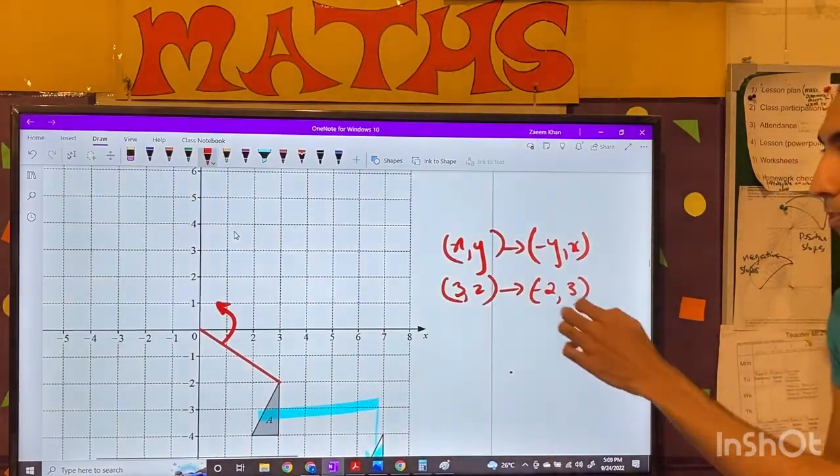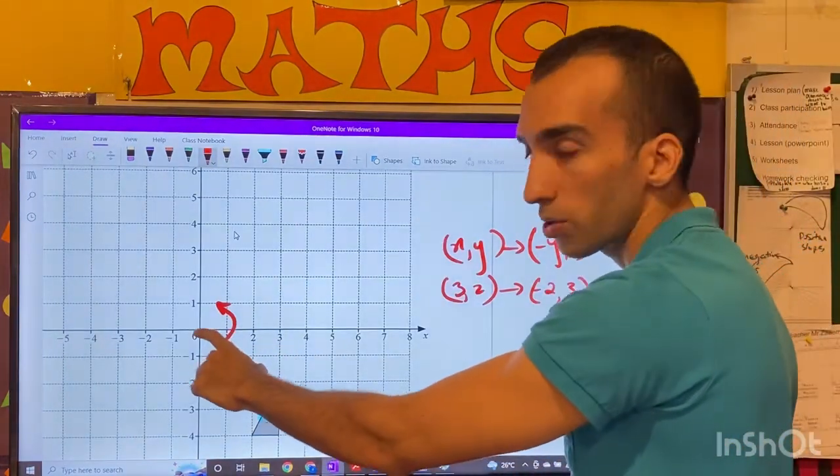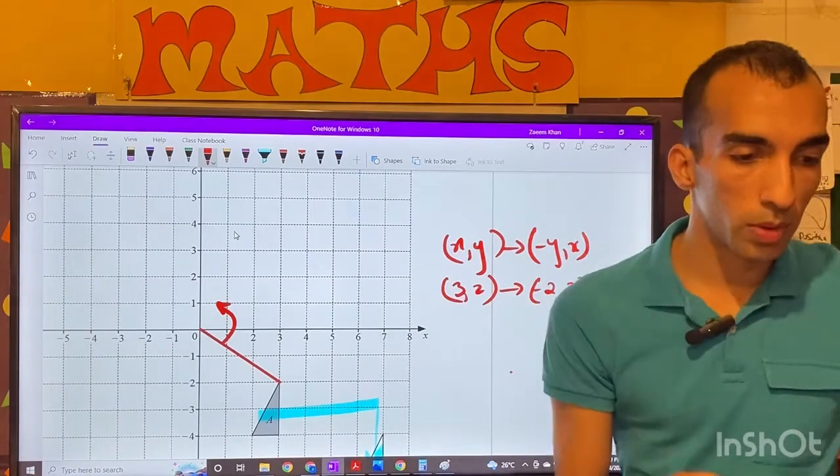Anti-clockwise का हमारे पास ये रूल है. X, Y के coordinates would become negative Y, X. Specifically, the center of rotation is 0, 0. Remember that. Center of rotation अगर 0, 0 है तो ये rules apply हो सकते हैं. They are in my video as well.